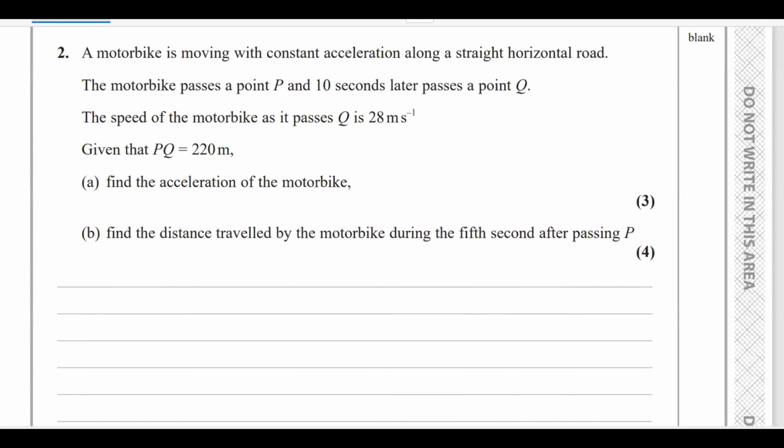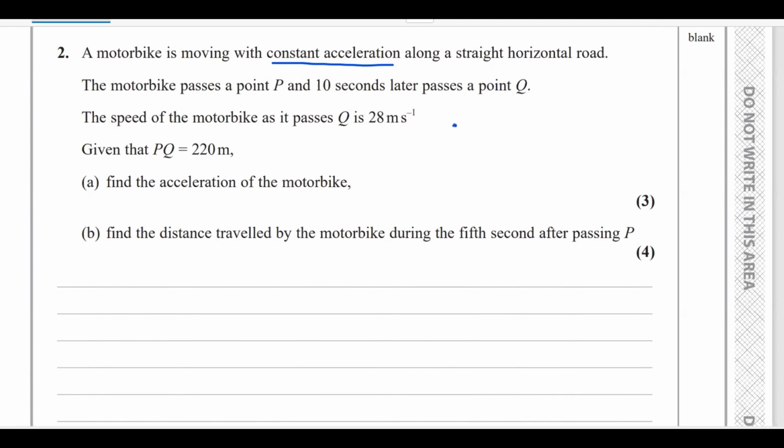Hi, welcome back. So in this video, we are going to discuss June 2022 Mechanics M1, question number 2. A motorbike is moving with constant acceleration. The term constant acceleration is important. Along a straight horizontal road, the motorbike passes a point P and 10 seconds later passes a point Q.